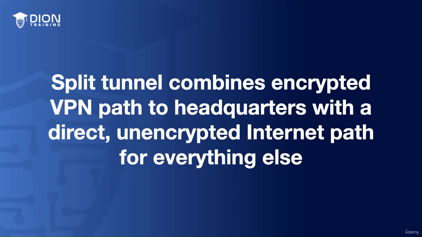And this is why we call this a split tunnel configuration, because we have both an encrypted VPN tunnel for the traffic that needs to go to the headquarters and an unencrypted direct internet path or tunnel for everything else that's available openly and online in the public internet.